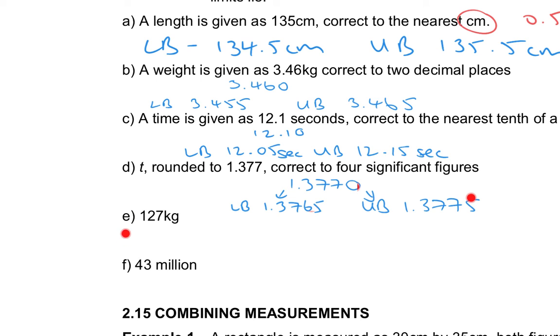Now these last two, it just says 127 kilograms or 43 million. When you get a question like this, you just assume that it means it's measured to the nearest kilogram. For the lower bound, we go half a kilogram below, 126.5 kilograms, and the upper bound, half a kilogram above, 127.5 kilograms. Part F, 43 million. So we think measure the nearest million, so go half a million below and half a million above.